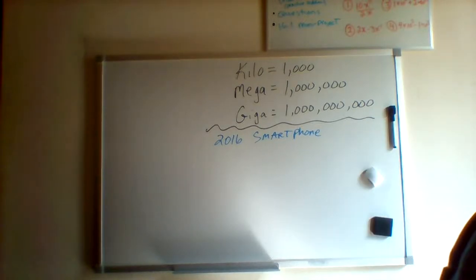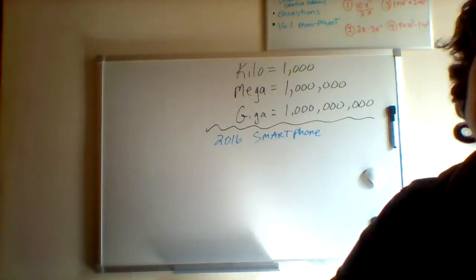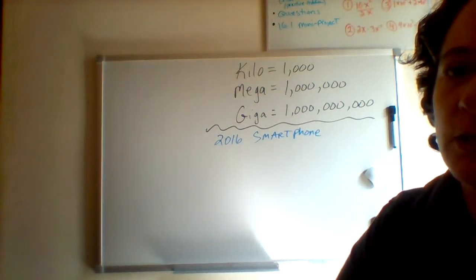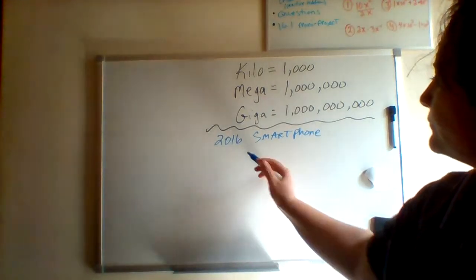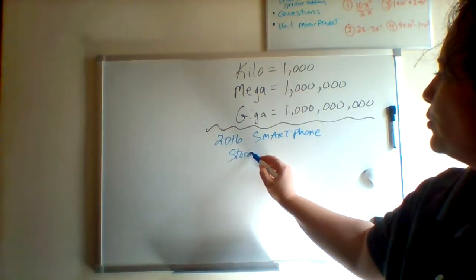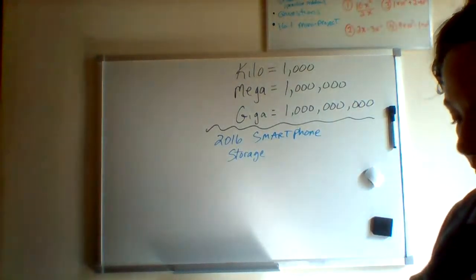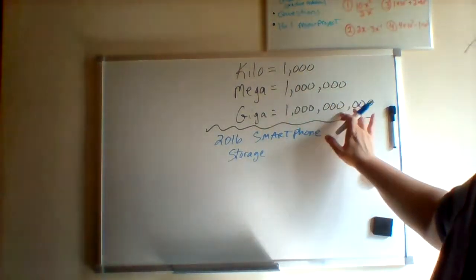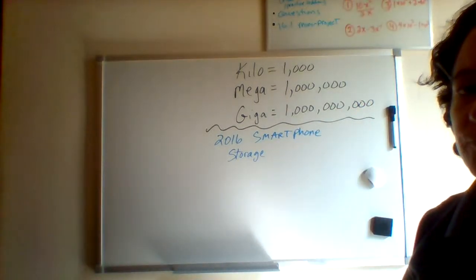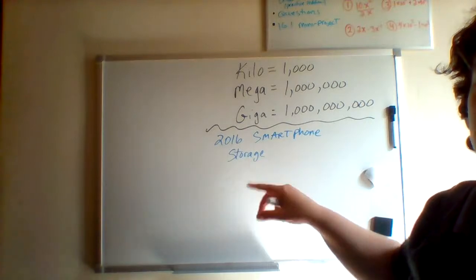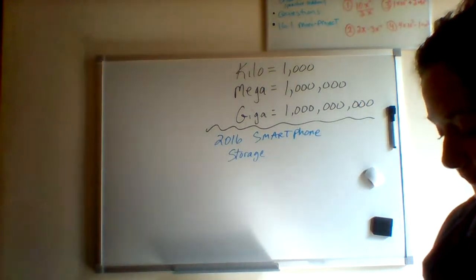Okay, now if I want to compare them, when you take a look at the smartphone, the information that is under the 2016 smartphone, it says that the storage is 32 gigabytes. But up here, I know that a giga is supposed to be the billion. So that's actually, for storage, it's not 32 gigabytes. I would write that down as 32 billion.